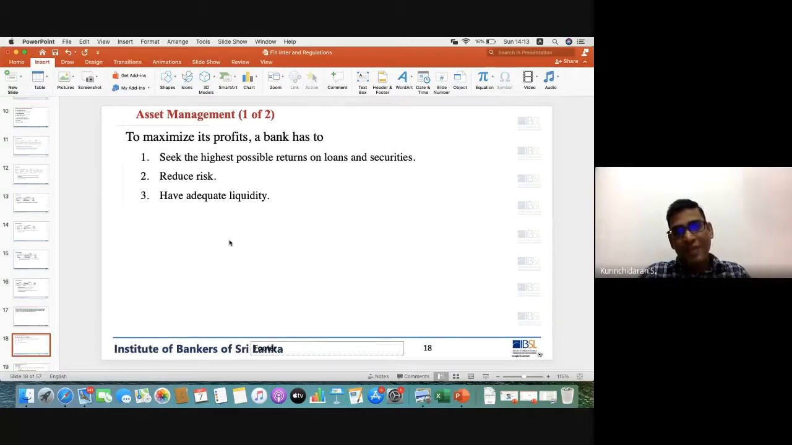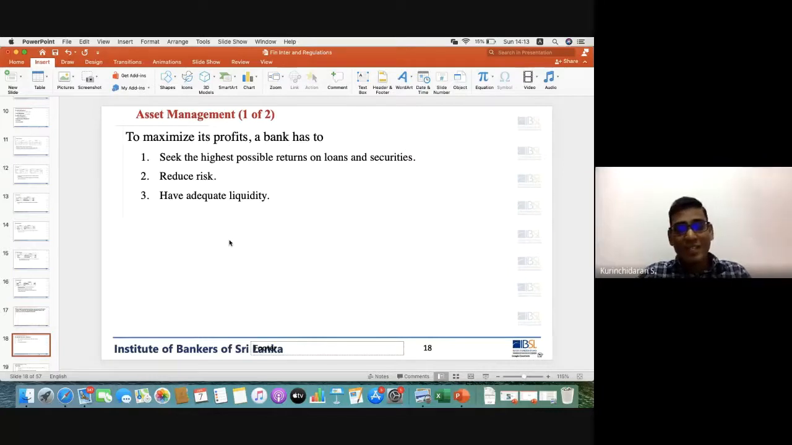When you have more liquid assets, you will have less return. Think about it: if you hold all your source of funds in cash, 100% liquid assets, can cash earn anything? No, your return is nil. So you cannot have all your assets in highly liquid cash. You have to lend, you have to invest.